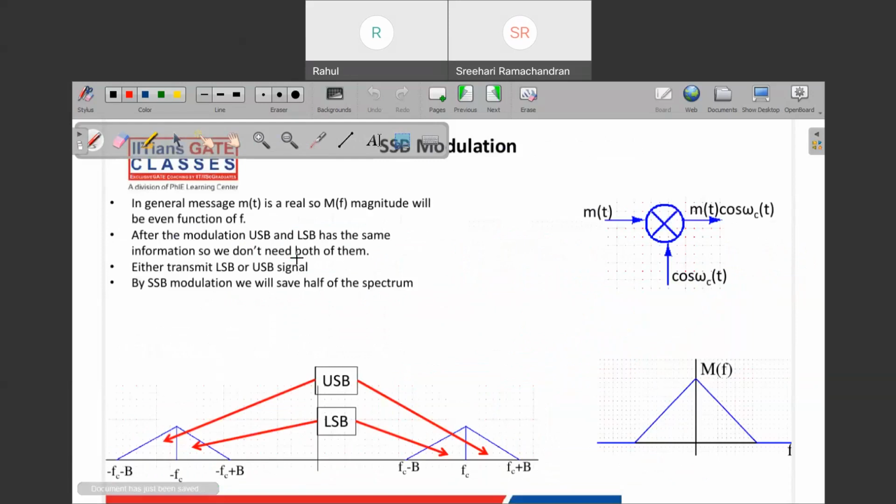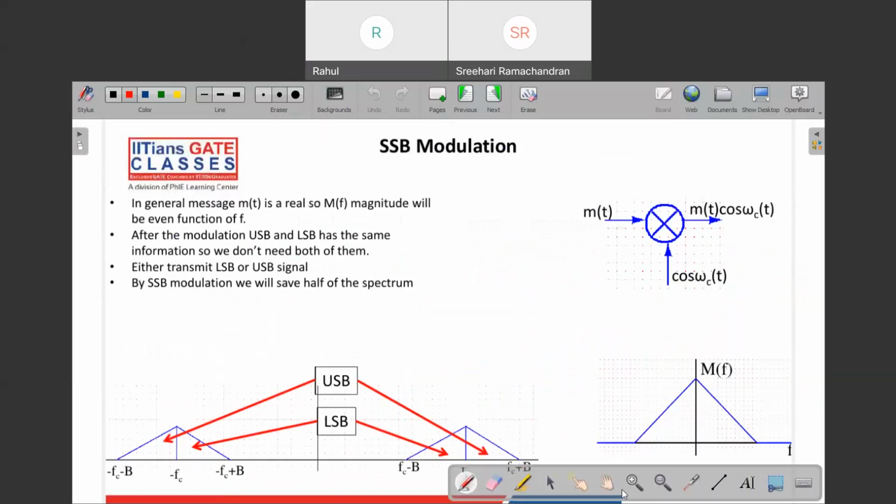Go to the next slide. Now, till now, whatever we have discussed, that is what we call a double sideband. And there is one important thing to note here: when you take the message, whatever information content is there at this side, the same information content is there on this side.